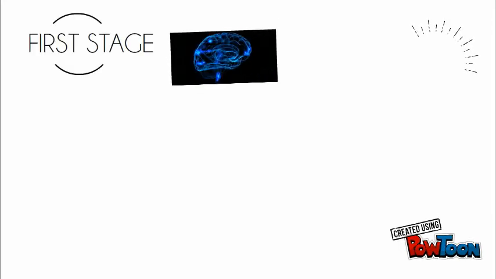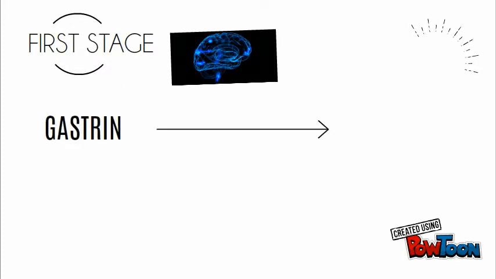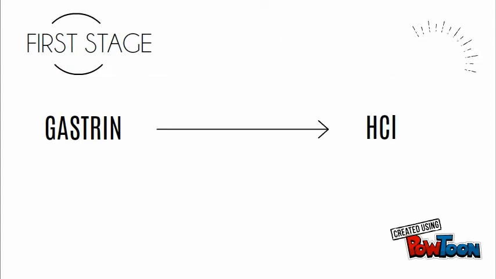Let's take a look at the digestion of protein that happens in our stomach. First, once the protein reaches our stomach, the brain will stimulate the gastric cells to release gastrin. The gastrin will cause the secretion of gastric juice, which includes HCl. HCl, also known as hydrochloric acid, will cause the denaturation of protein structure by breaking apart the hydrogen and also electrostatic bonds in order to uncoil or unfold the protein.